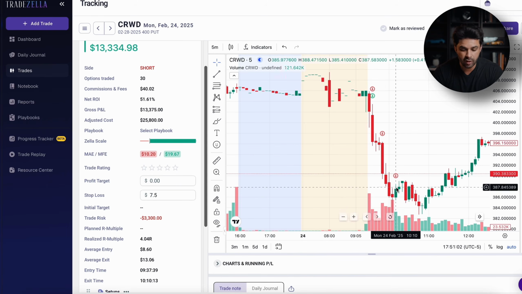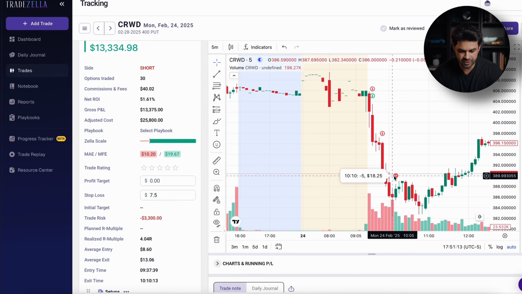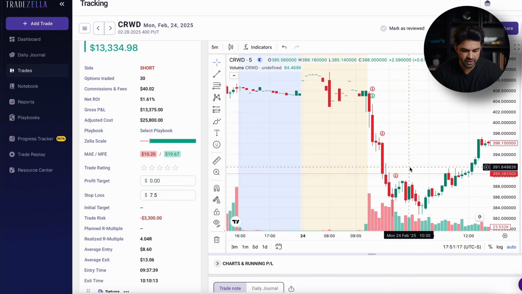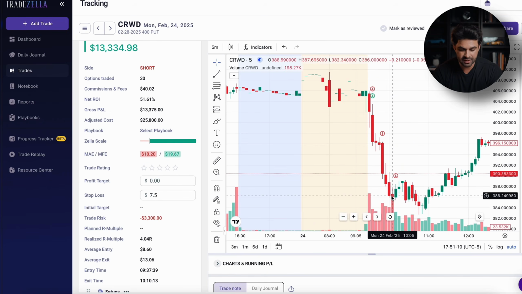So this caused me to pretty much take out my runners and the final position at $18.25. So $8 to almost $18.25. Another issue I actually had with this particular trade was the lack of liquidity in the contract, right?